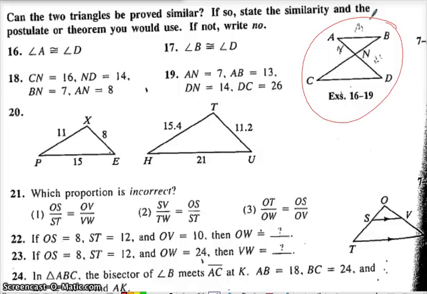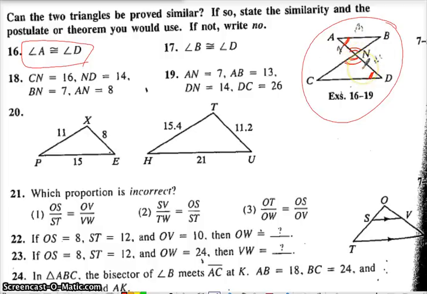If not, write no. So if you were given that angle A is congruent to angle D, could we then determine that these two triangles were similar? Well, actually, yes, we could, because these are vertical angles right here. Based on the vertical angle theorem, angle ANB is congruent to angle CND, because those are vertical angles.